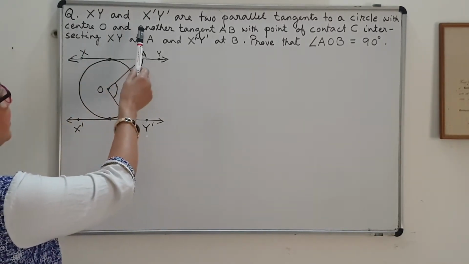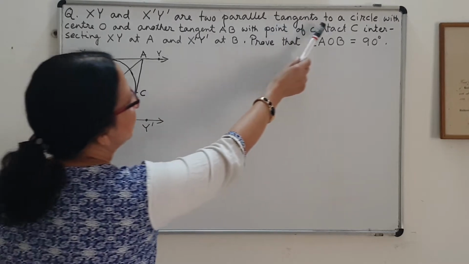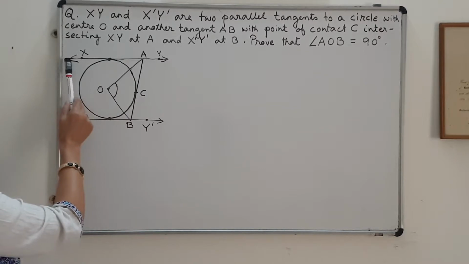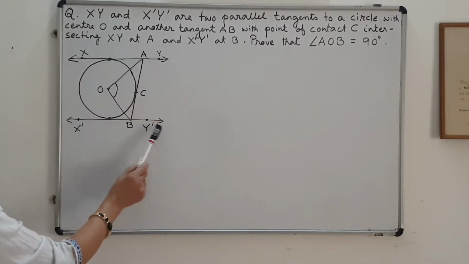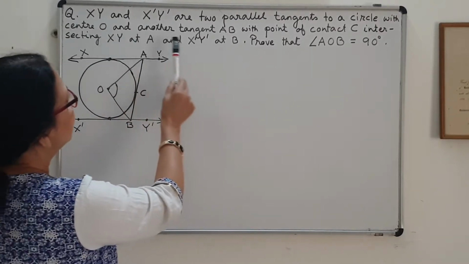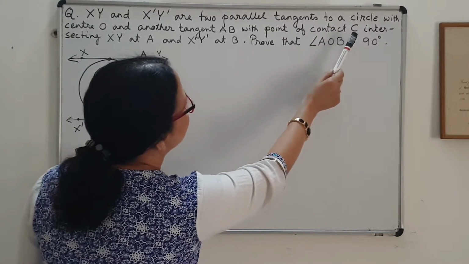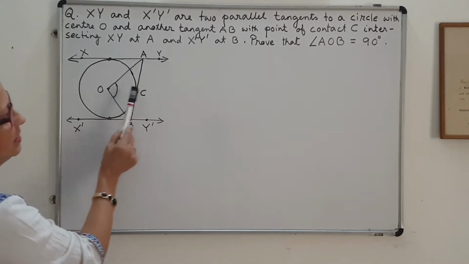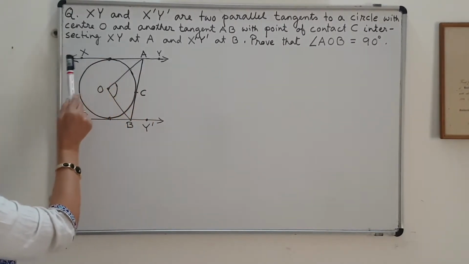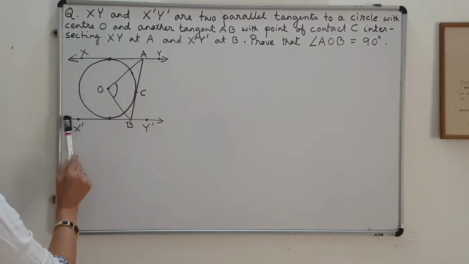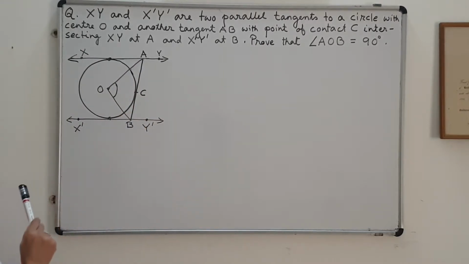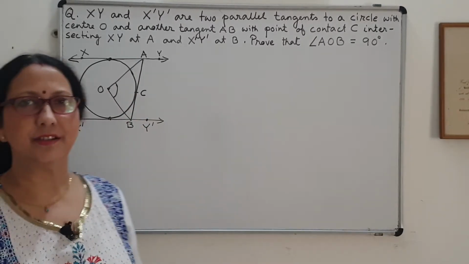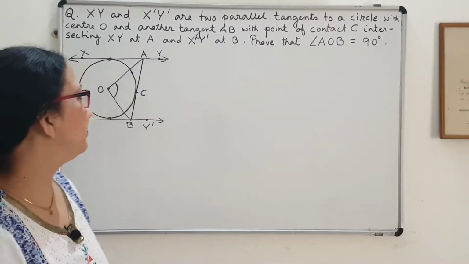Let xy and x dash y dash be two parallel tangents to a circle with center O as it is shown. This is a circle with center O and two parallel tangents xy and x dash y dash are given there. And another tangent AB with point of contact C, intersecting xy at A and x dash y dash at B. Prove that angle AOB, that is this angle, is equal to 90 degree. So you have understood the question.